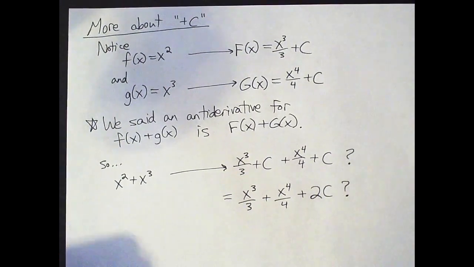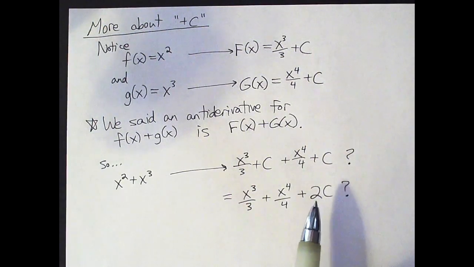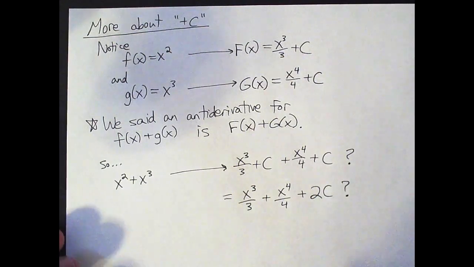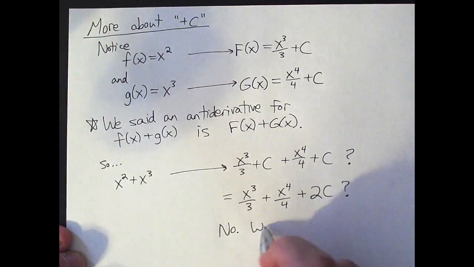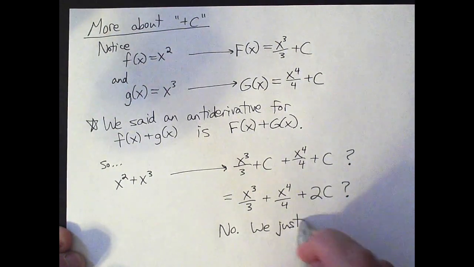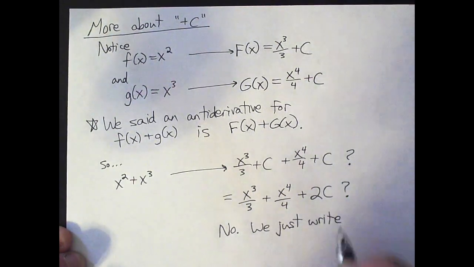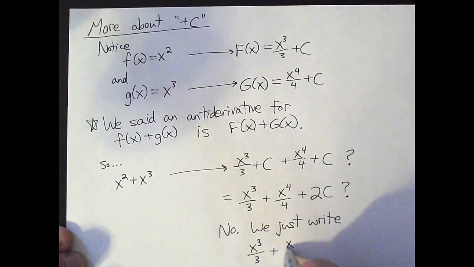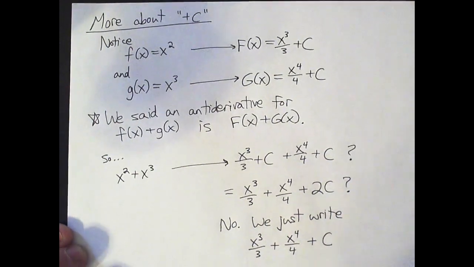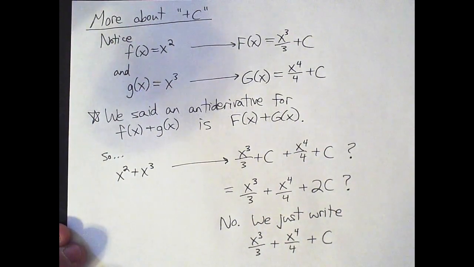Instead of adding plus c, and it seems like with some problems, maybe you'd have a plus c, plus c, plus c, like you'd have a bunch of them. Do you merge them together like this? Well, the answer is no. We just write x cubed over 3 plus x to the 4th over 4 plus c. You just write one copy of c.